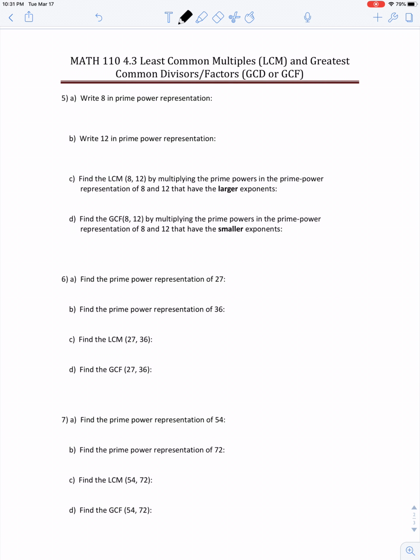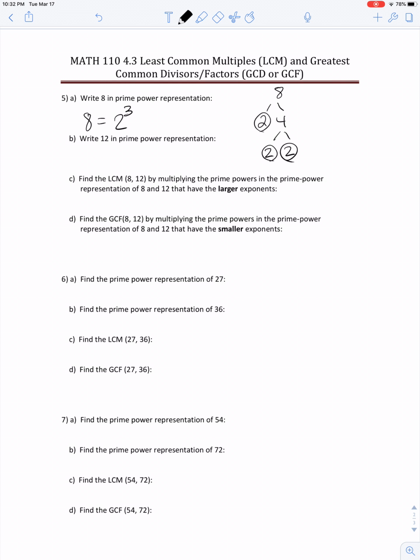So now, what if we wanted to find the least common multiple and the greatest common factor using prime power representation? I'm going to do the same example, 8 and 12, so we know what the answer should be, and we'll check and make sure it works. The first thing it wants us to do is write each of these in their prime power form. Again, if you forget how to do that, that's where you would do the factor tree. So 8 is the same thing as 2 times 4. 4 is the same thing as 2 times 2. So 8 can be written as 2 cubed.